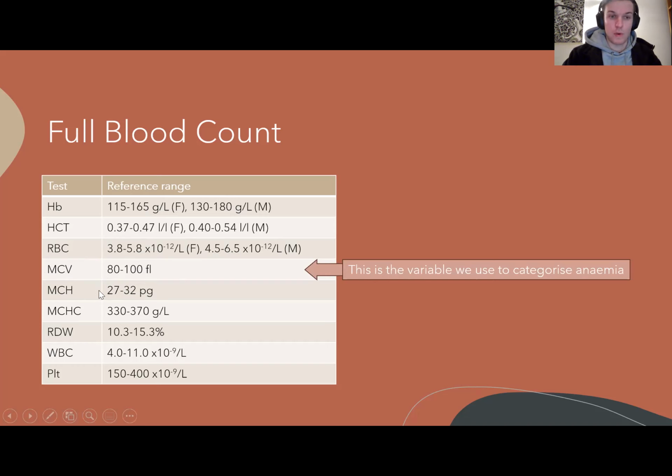So, with iron deficiency anemia, it's the most common cause of anemia worldwide. It's more common in women than it is in men. And serum ferritin is the best way to measure it in the blood. So serum ferritin is something that's quite unreliable because it's also an acute phase protein.